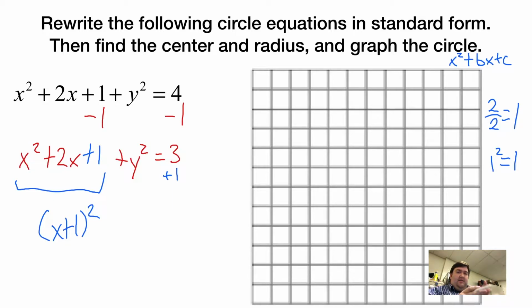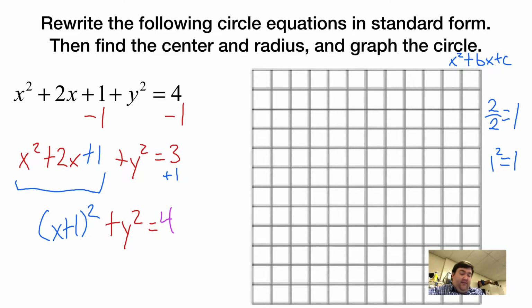But let's talk about y squared. As you can see, y squared has nothing with it. There's no b value, no c. So if the b value was 0, half of 0 is 0, and 0 squared is 0. So we're literally adding nothing to it. Y squared is good by itself. We aren't moving it left or right, up or down. So I would just say plus y squared equals, in this case, 4.